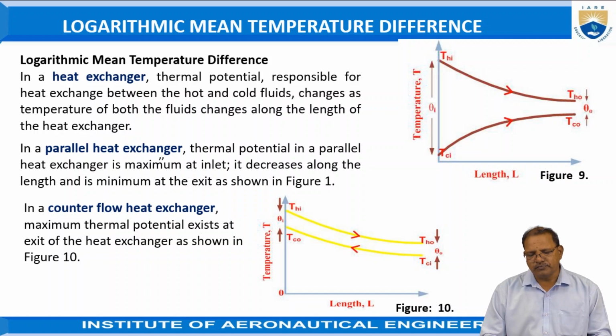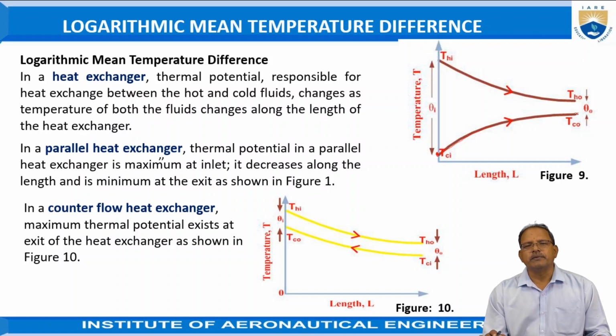In a parallel flow heat exchanger, the two fluids flow in the same direction. According to this graph, Tci represents the temperature of the cold fluid at the inlet. It is very low, and its value increases as it moves toward the right side. Tco represents the temperature of the cold fluid at the outlet. Similarly, Thi is the temperature of the hot fluid at the inlet. This value gradually decreases, finally reaching Tho at the outlet of the heat exchanger. So there is a maximum temperature difference at the inlet of the exchanger and a minimum value at the outlet.